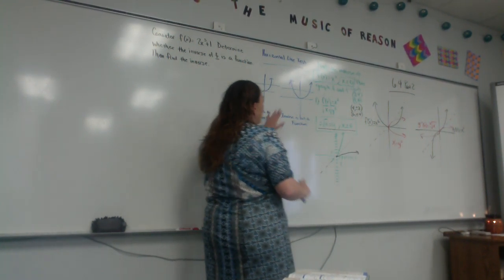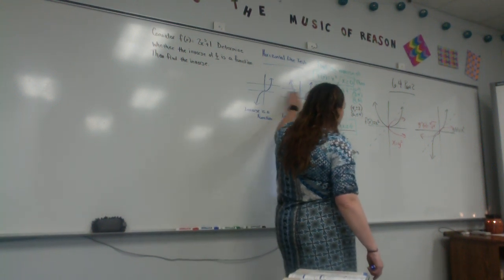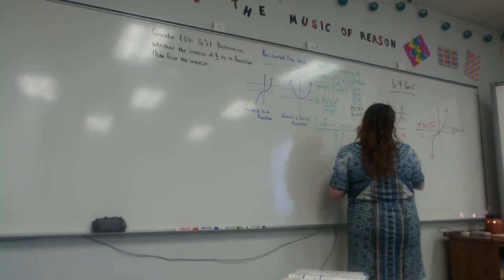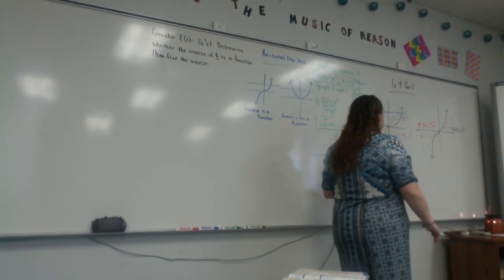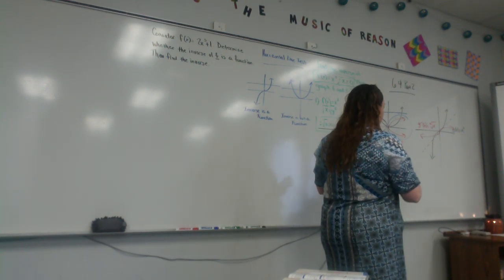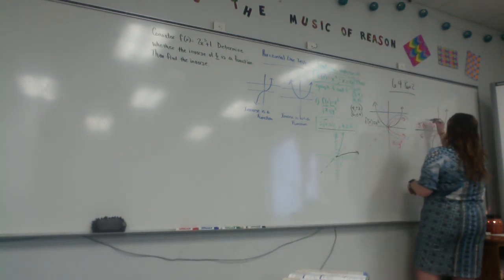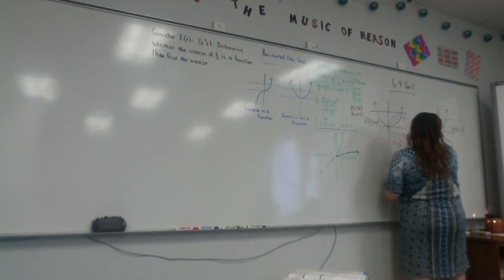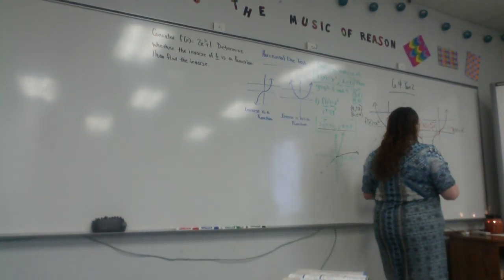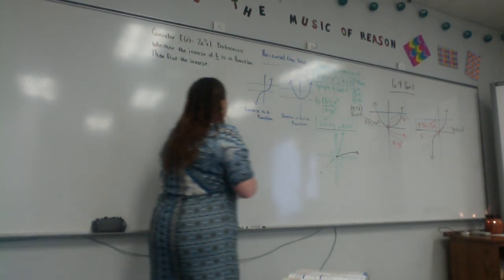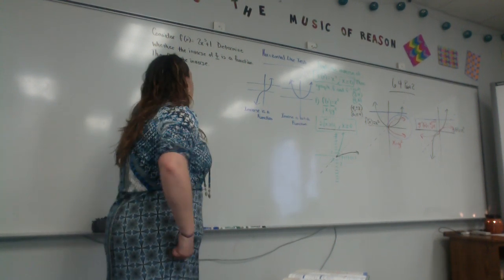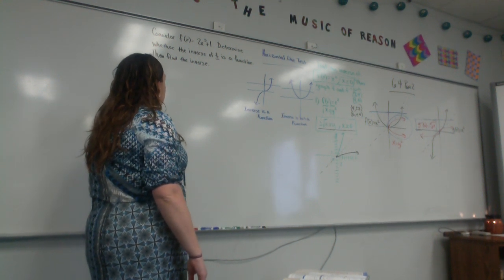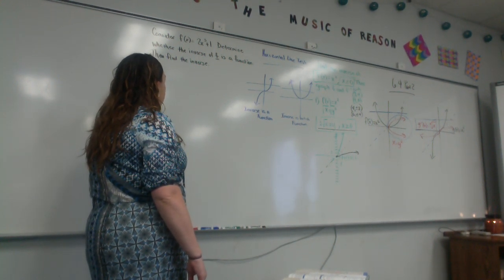So when I draw a horizontal line through the original parabola, the original f of x equals x squared, it goes through twice, which means the inverse is not a function. When I draw a horizontal line through this original equation of g of x equals x cubed, it only goes through once, which means that the inverse is a function. So, with that being said, we're going to graph a function. It says consider f of x equals 2x cubed plus 1. Determine whether the inverse of f is a function, then find the inverse.